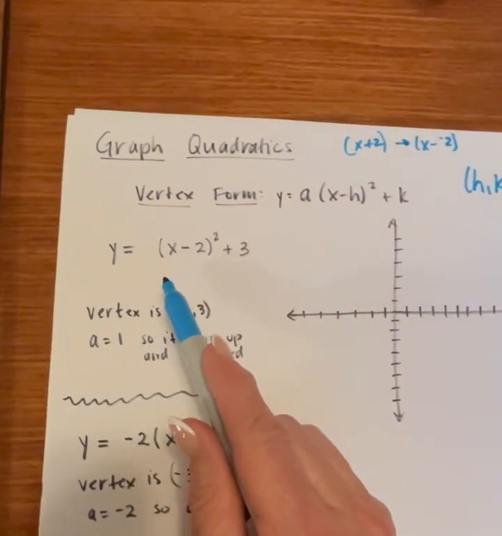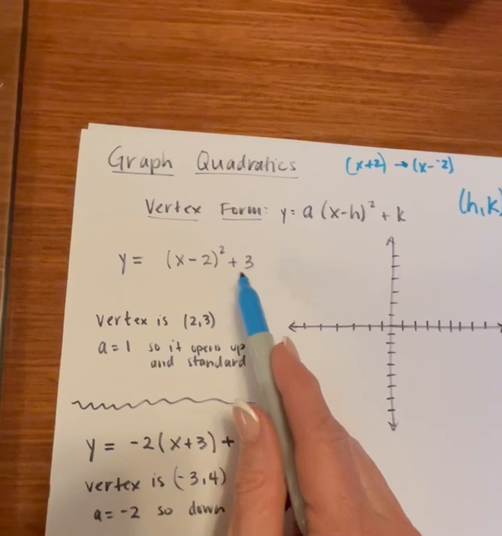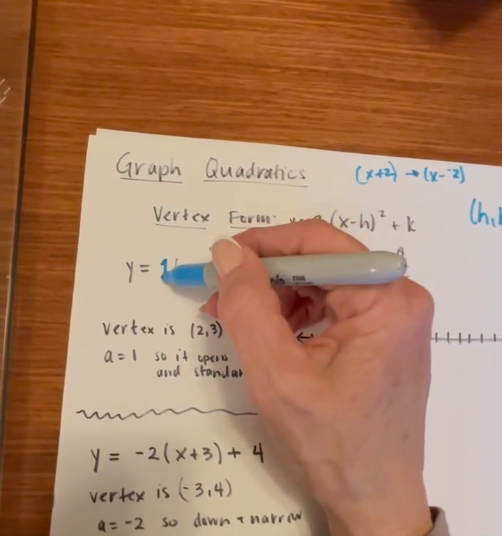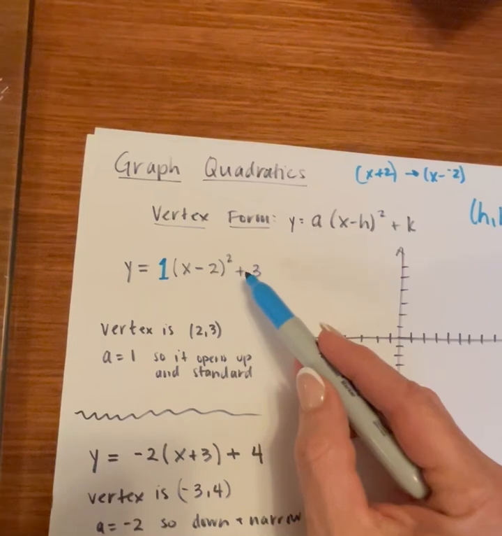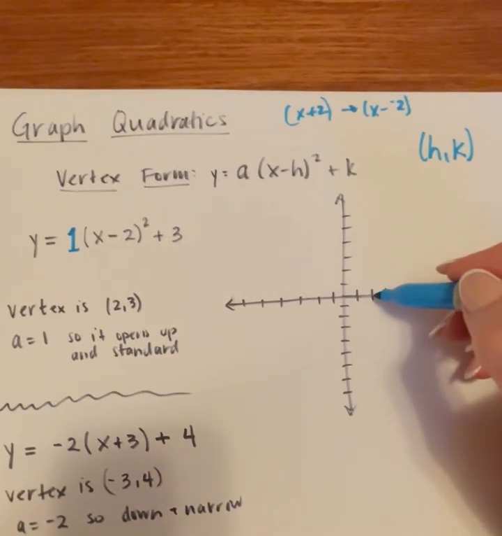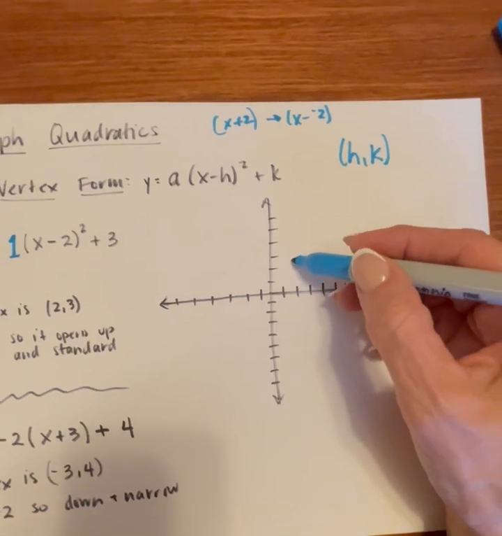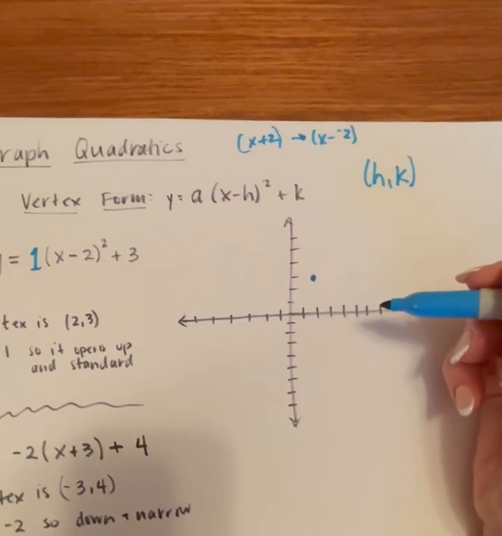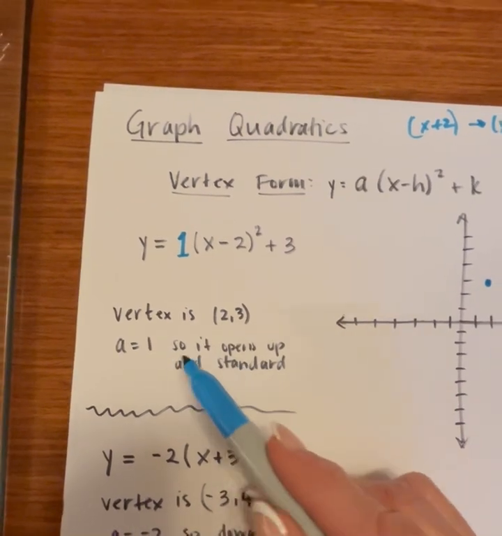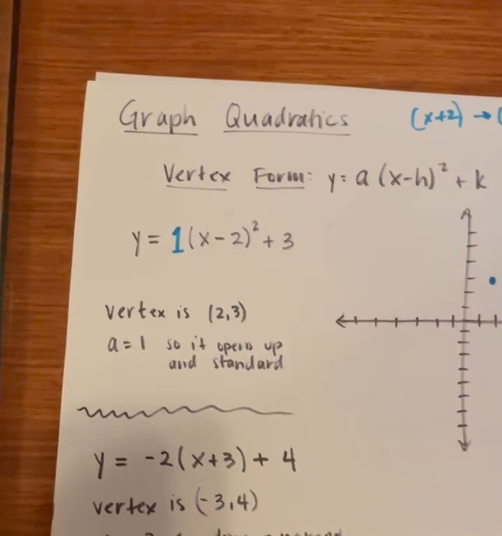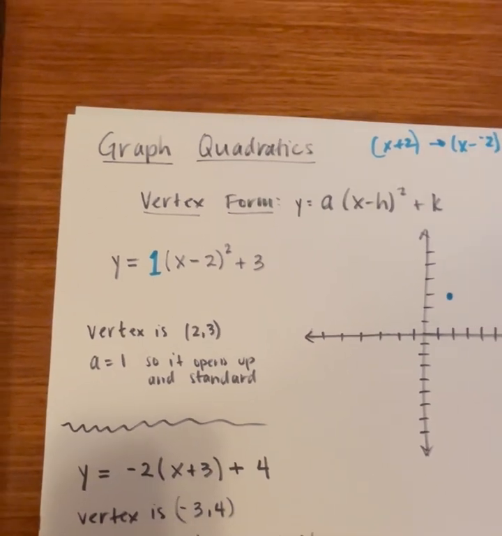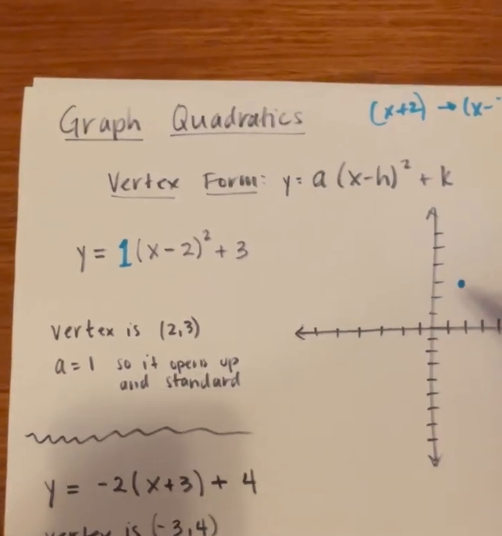So if it's a plus 2, you would have a negative number in your x-coordinate. Okay, so x minus 2 squared plus 3. Notice that there's nothing in front of the parentheses, so we can assume that the a is 1. And the vertex is positive 2, positive 3. To graph it from this form, I'm just going to plot the vertex over 2, up 3. And then I know it opens up because a is positive 1, and standard width because 1 makes it standard. If it was larger than 1, it would be narrow. If it was an absolute value between 0 and 1, then it would be wide.